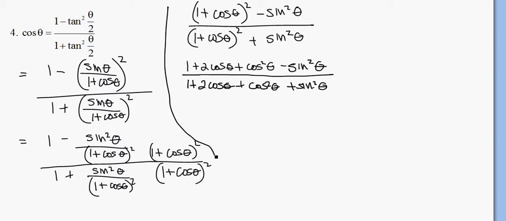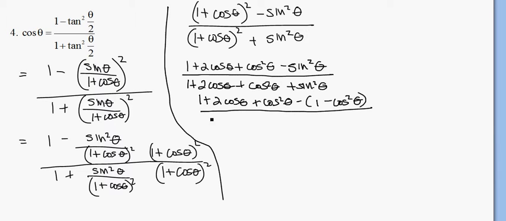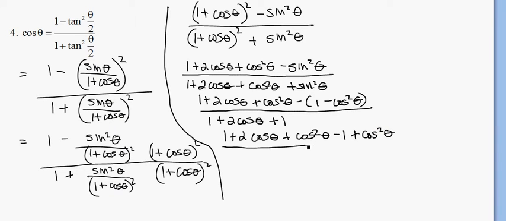So let's just draw a little line here. I get 1 plus 2 cosine theta plus cosine squared theta minus 1 minus cosine squared theta, all over, these two become 1, so 1 plus 2 cosine theta plus 1. Let's distribute the negative, so I get 1 plus 2 cosine theta plus cosine squared theta minus 1 plus cosine squared theta, all over 2 plus 2 cosine theta.